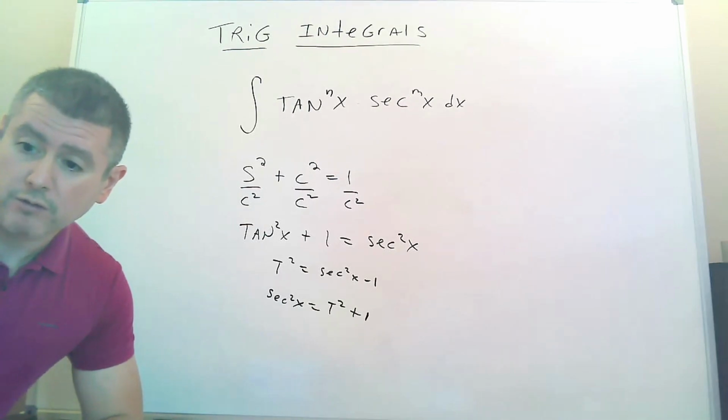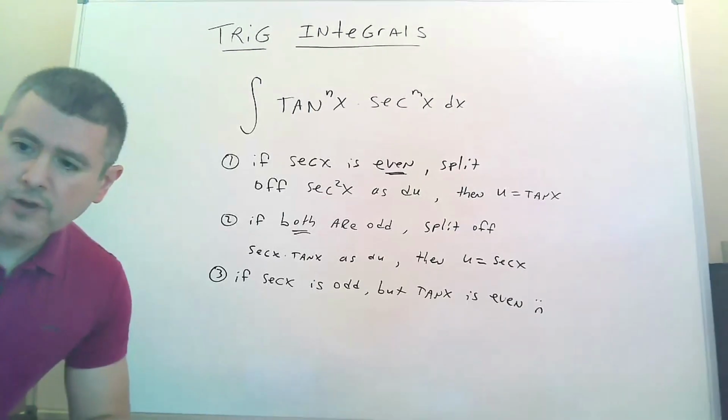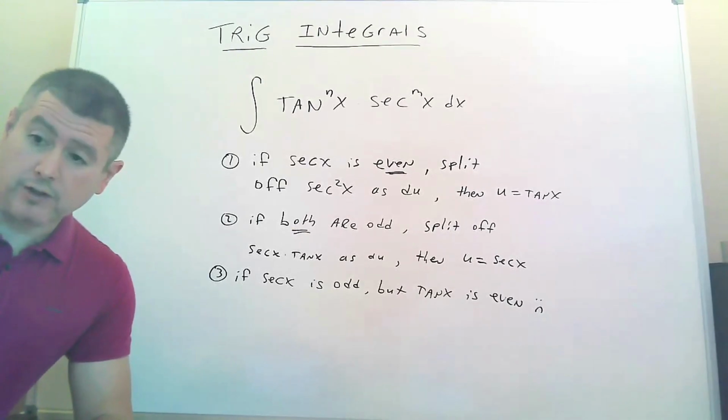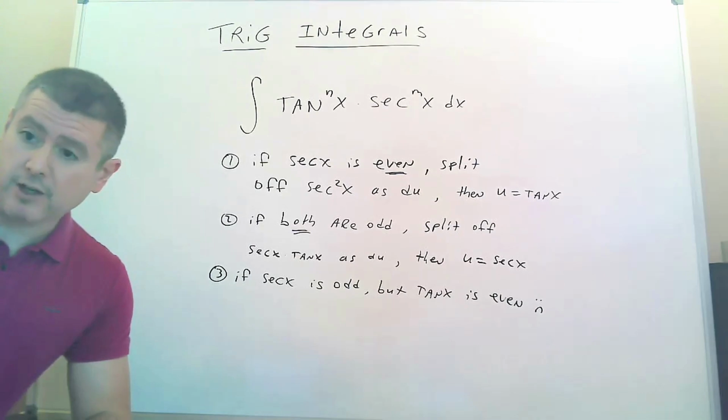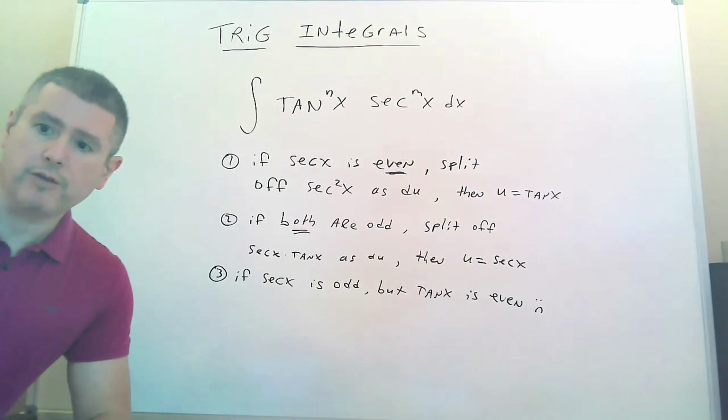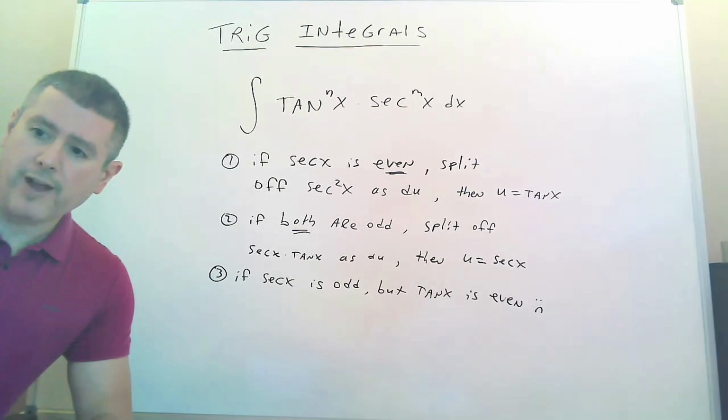So I'm going to give you a little rough guideline of how to split them. Like I mentioned, these are a lot more complicated to do because of how the derivatives are. The derivative of tan is not secant, and the derivative of secant is not tan. So they're more advanced to split up.